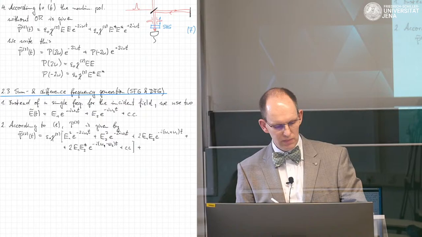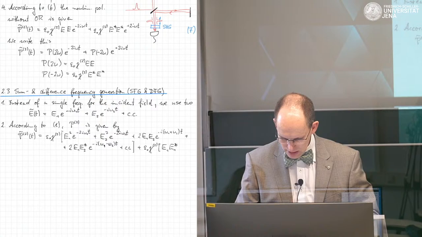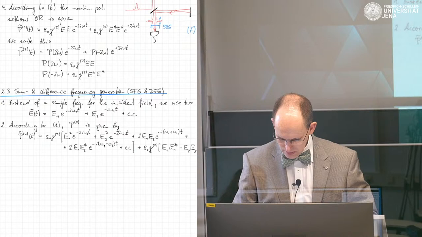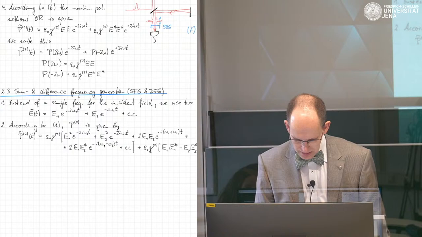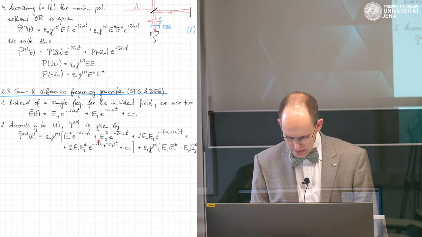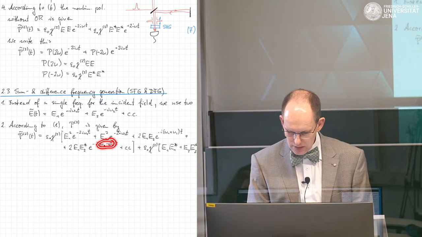And then we still have terms that don't depend on frequency. Yeah? So what we have is epsilon 0 times chi 2 times E1 times E1 star plus the same thing for E2. And you're easily able to say what is what, right? So what we have here is frequency doubling again of the first frequency, then frequency doubling of omega 2, and then we have sum frequency generation, and here we have difference frequency generation.